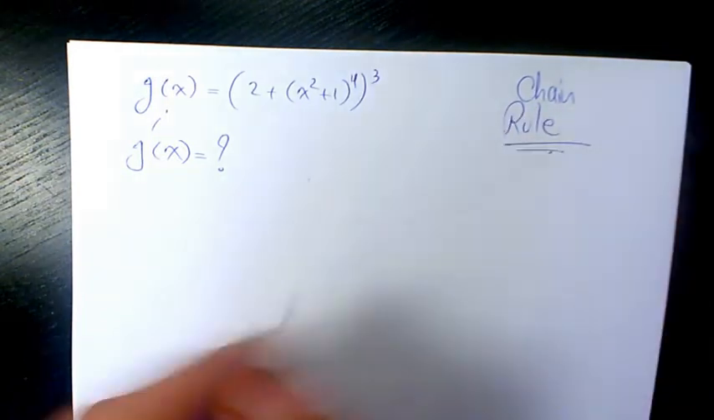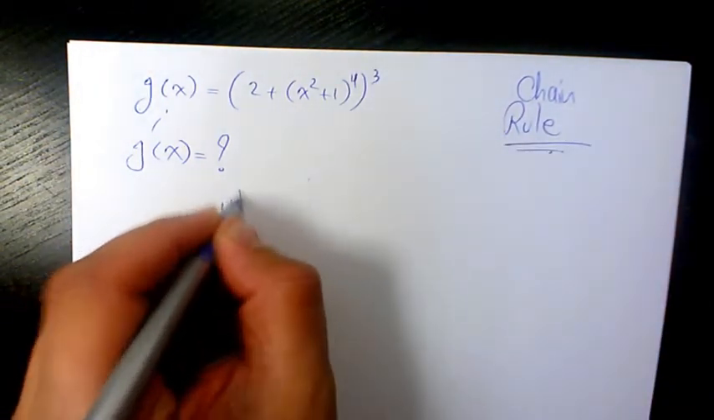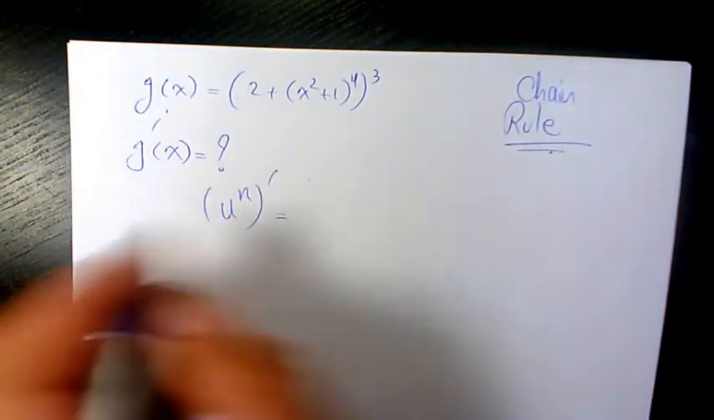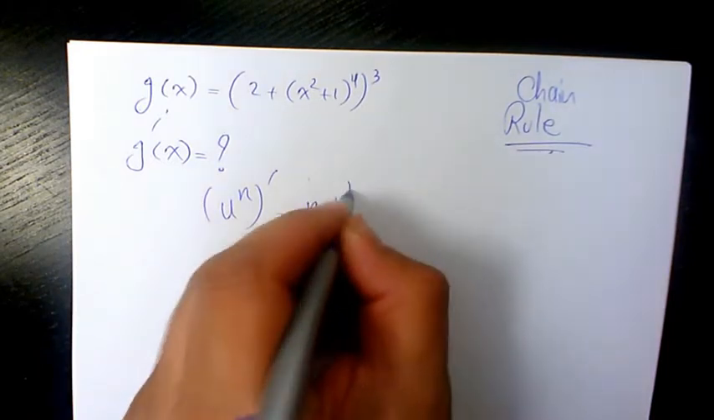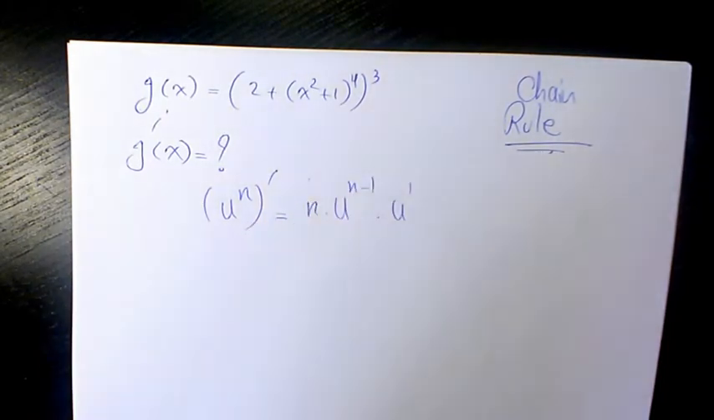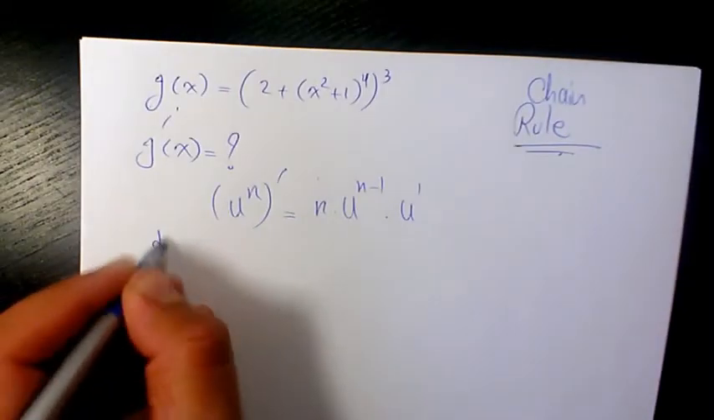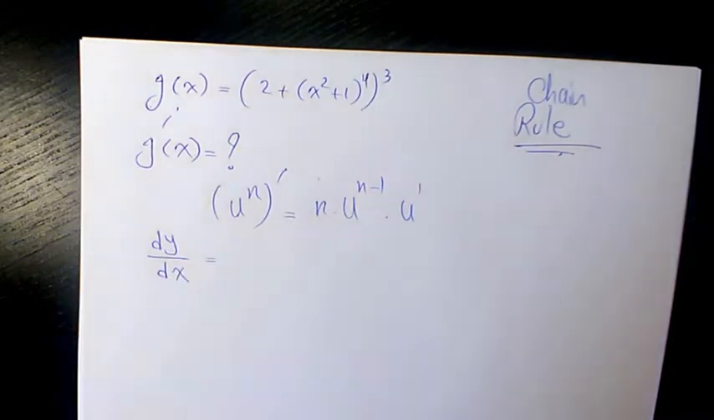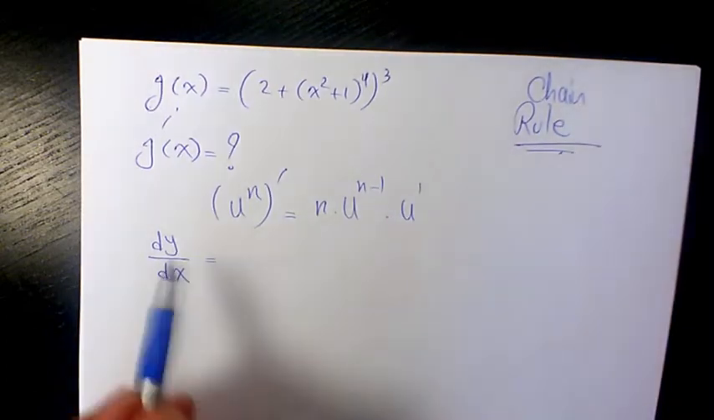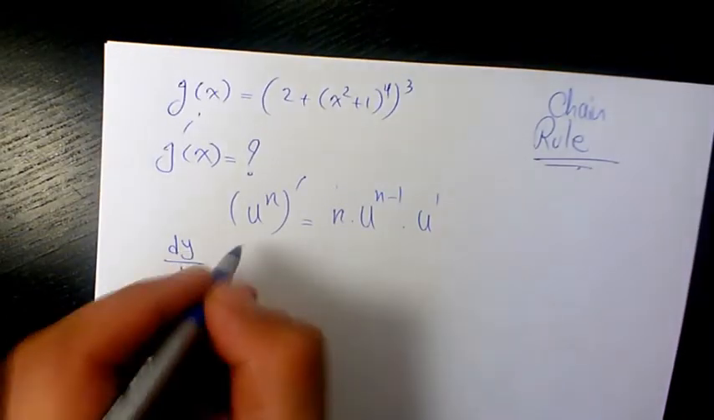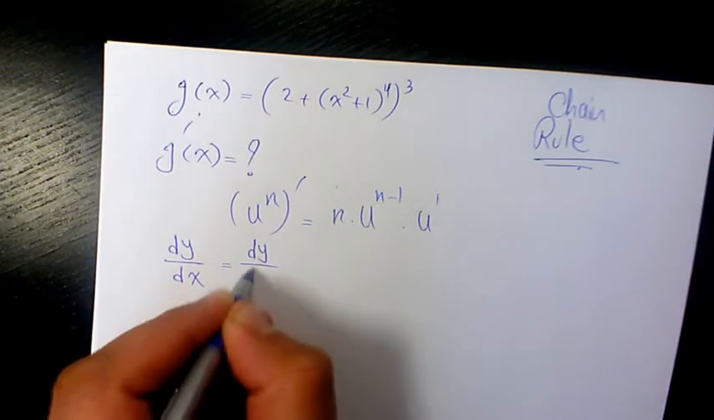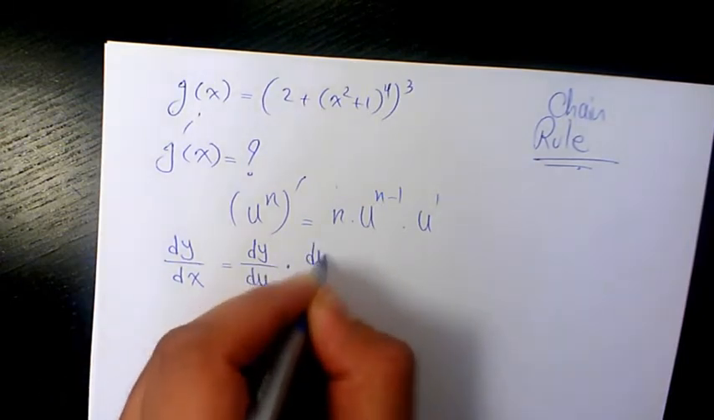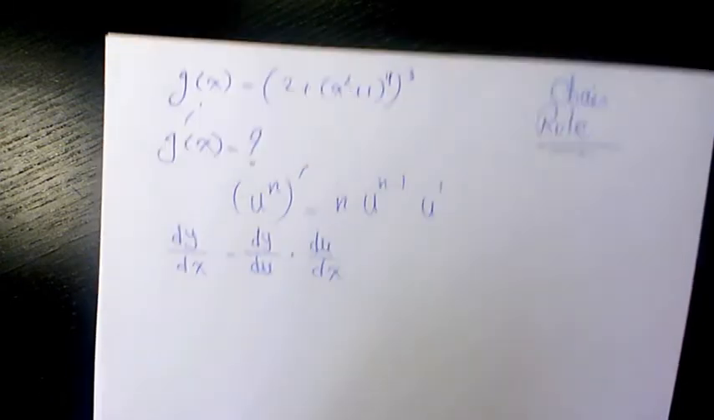differentiation, which is: if you have u to the power of n, the derivative is going to be n times u to the power of n minus 1 times u prime. And the theorem for the chain rule says that if you want to find the derivative of y with respect to x, and y is a function of u and u is a function of x, we can find the derivative of y with respect to x as the derivative of y with respect to u multiplied by the derivative of u with respect to x.